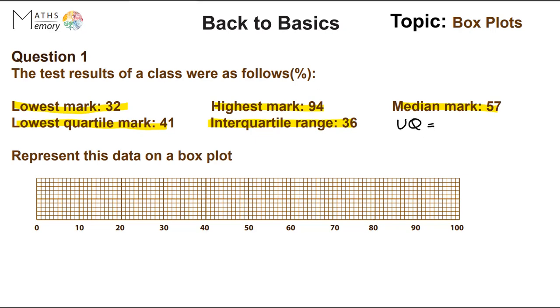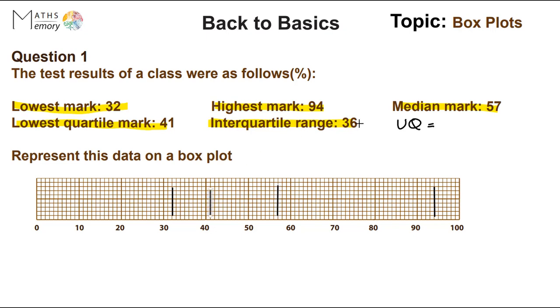Now all we do is plot these 5 statistics, okay? So the lower mark would be 32. So 32 would be over here. I'm putting a line. It doesn't matter how long the line is, as long as it's a line, something like that. Next one will be the high. The highest mark in this class was 94. So 94 would be over here. Again, put a line there. Median mark 57. So 57 would be over here. Lower quartile 41. So roughly over here.